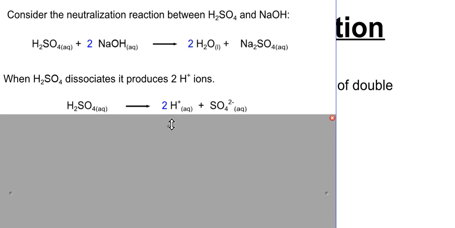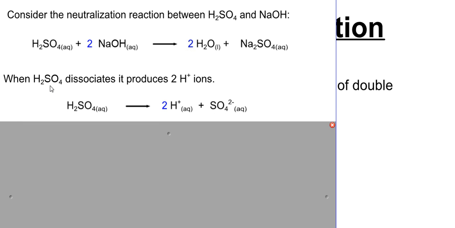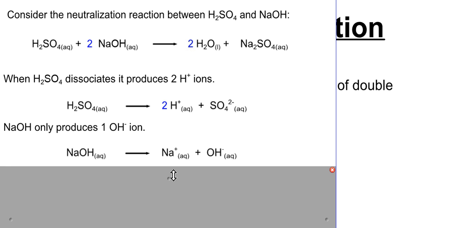Why is that? Well, when H2SO4 dissociates, it makes 2 H+ ions. So this is what the dissociation equation looks like. You can see my 2 H+ here become 2 H+ on this side, and I've got one sulfate on this side and one sulfate on that side. So now that's balanced. But NaOH only produces one hydroxide ion. So that means in order for these two compounds to react, I need two NaOH for every H2SO4.